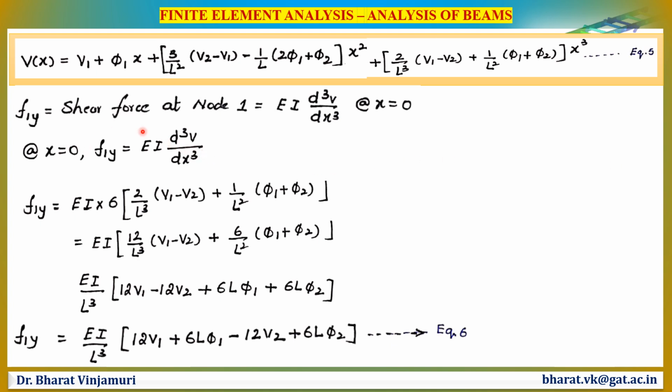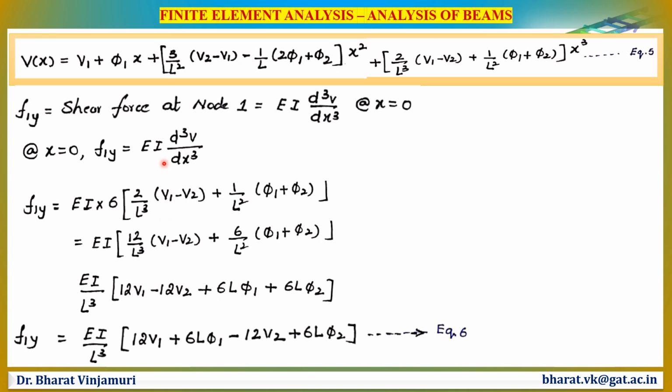So let us try to find the shear force at node 1. The shear force at node 1 is given by EI d cube v by dx cube at x equal to 0. The value d cube v by dx cube has been taken from the previous equation, and now we'll substitute the value as it is. We have EI multiplied by 6, 2 by L cube, v1 minus v2 plus 1 by L square, phi 1 plus phi 2. This is the equation which we have got for F1y.